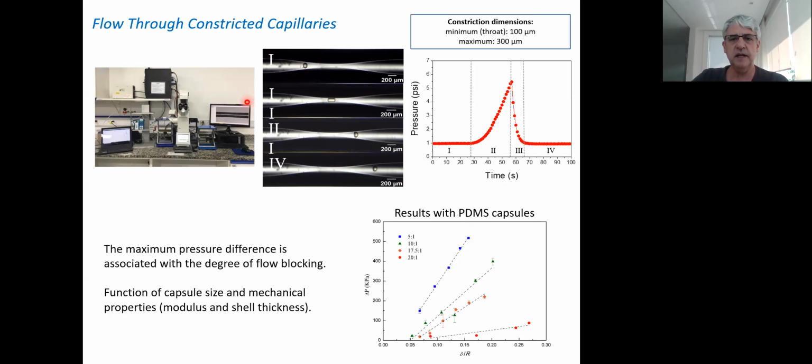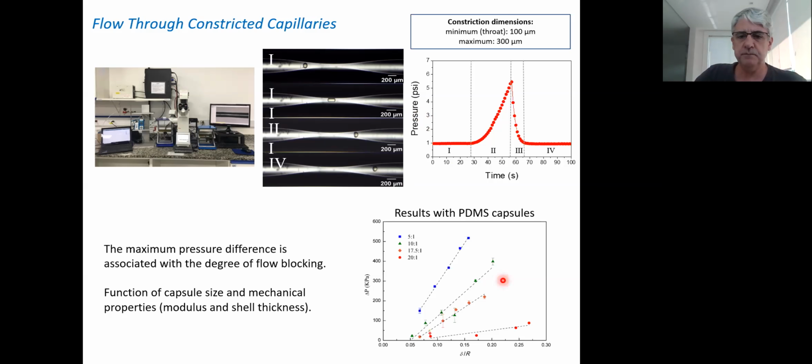Once it gets stuck there, in this experiment, we were keeping the flow rate the same. So the pressure will go up until it's high enough that it will deform the capsule to flow through the constriction, and then the pressure drop will go down again. So the maximum pressure that you need to make this capsule flow through the constriction is a function of the mechanical properties of the constriction. And that's exactly the degree of pore blocking that you get from that suspension.